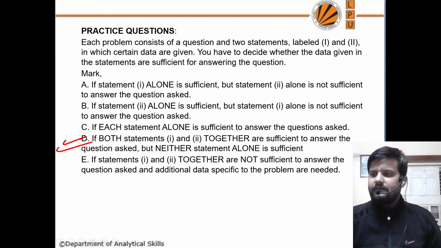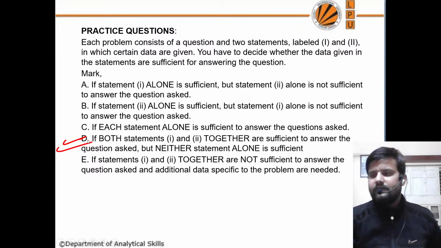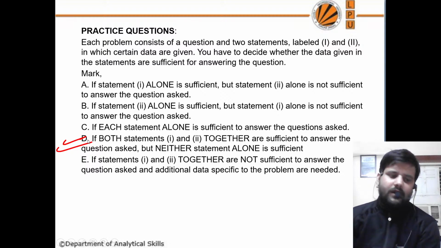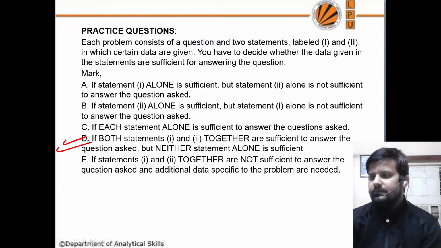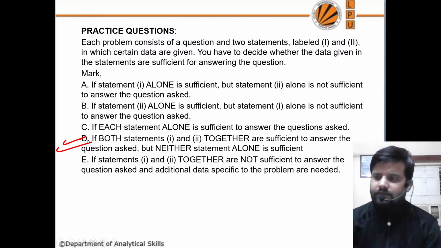This was the basics of data sufficiency, and it has very general types of questions asked in this topic. So let's call it a day and practice hard. If you encounter any kind of doubt, you can just connect to me on WhatsApp.